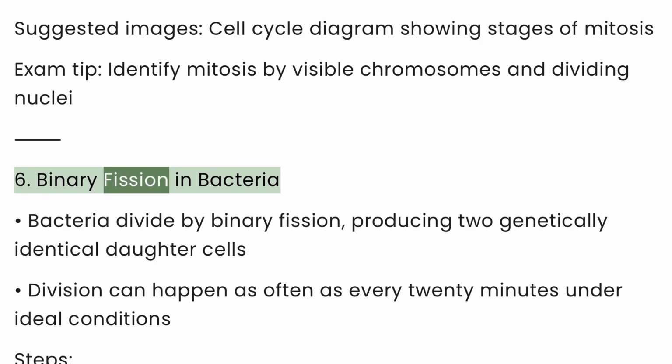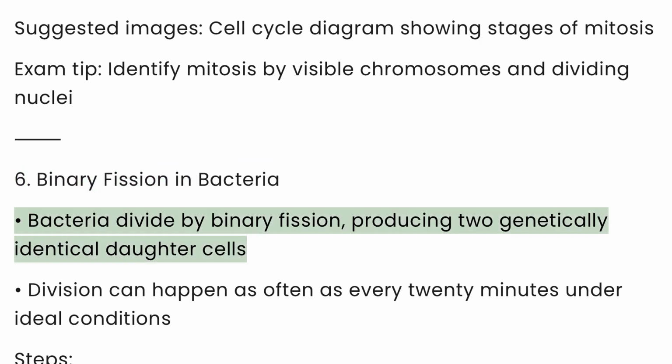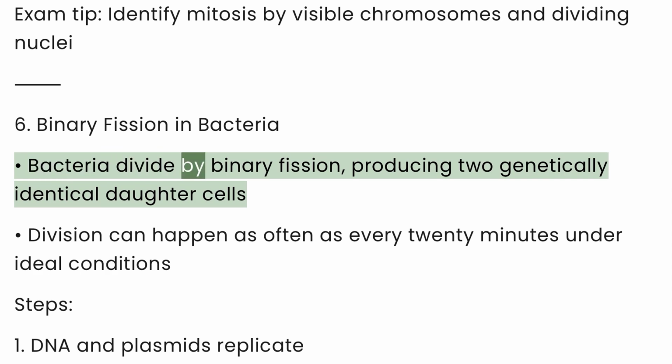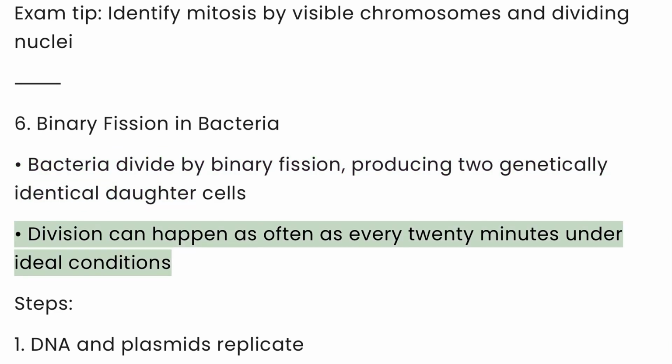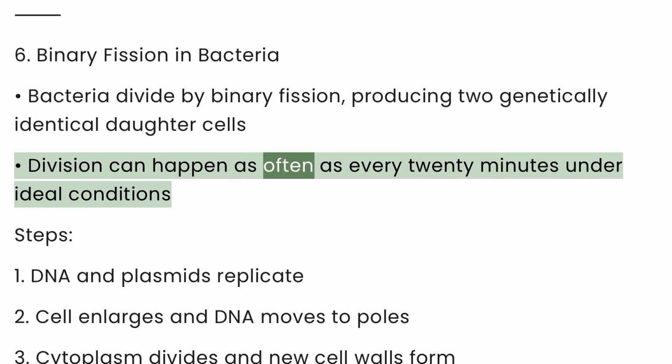6. Binary fission in bacteria. Bacteria divide by binary fission, producing two genetically identical daughter cells. Division can happen as often as every 20 minutes under ideal conditions.